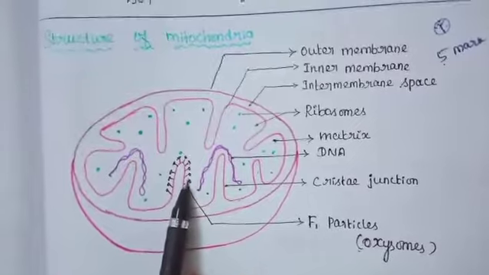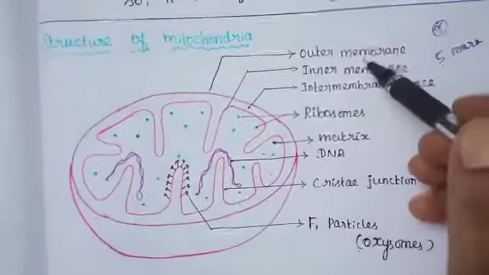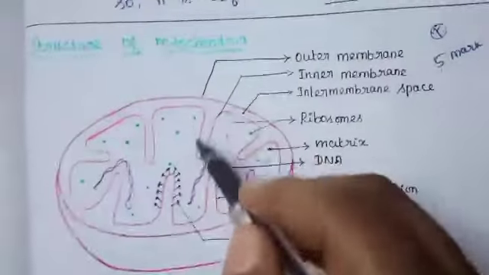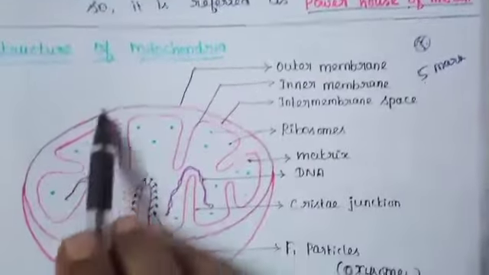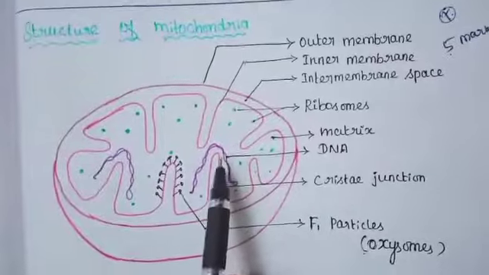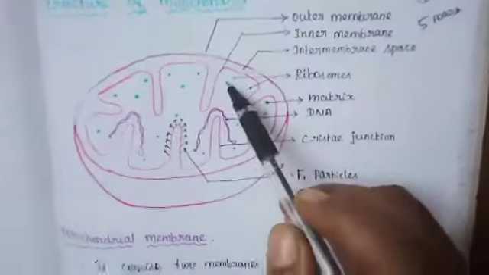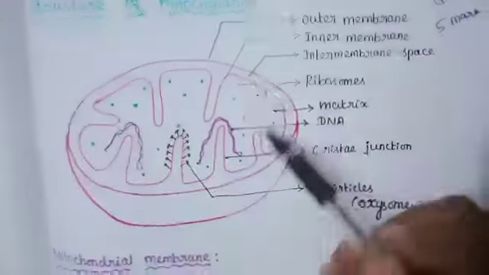So now we are going to see the first topic, mitochondrial membrane. It consists of two membranes, outer membrane and inner membrane. Outer membrane called the outer membrane. This is the outer membrane.